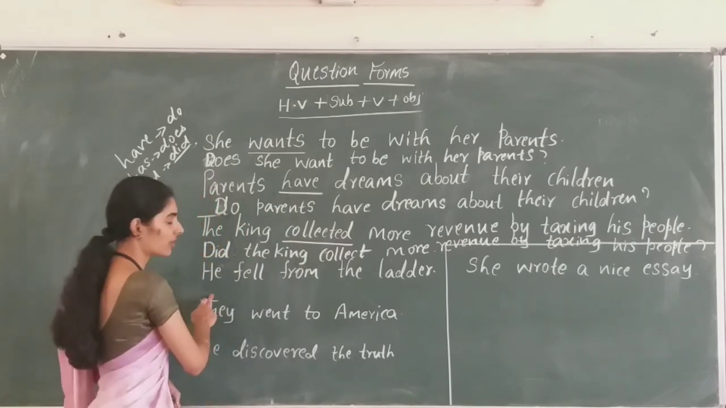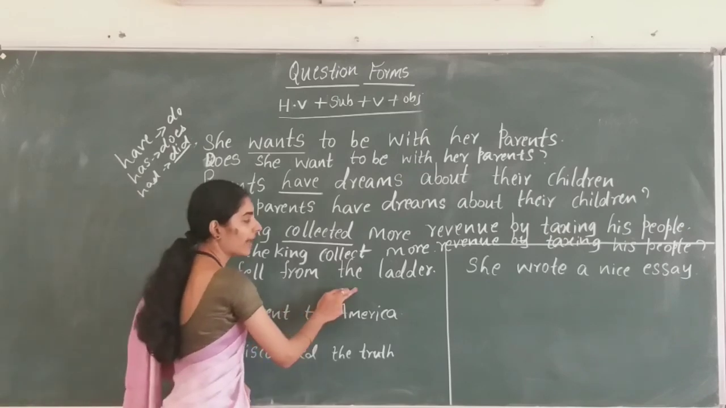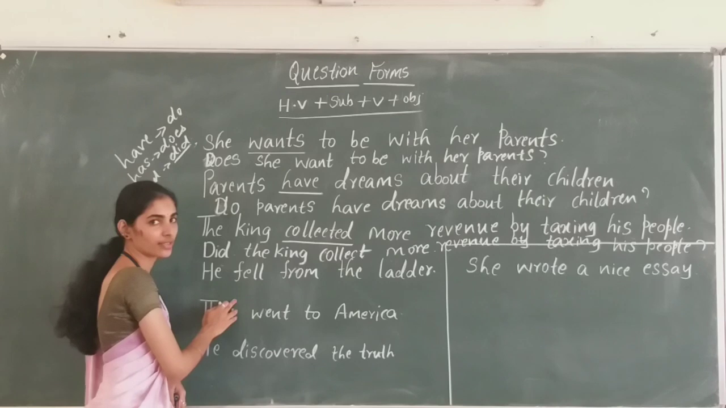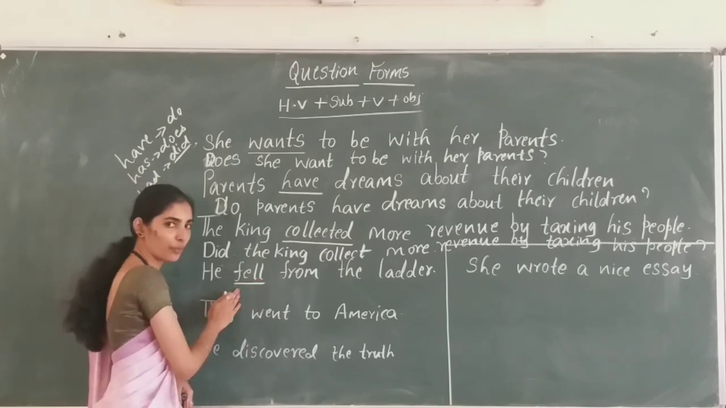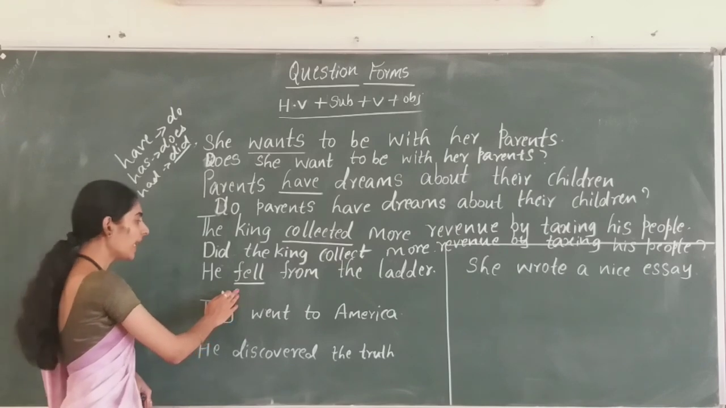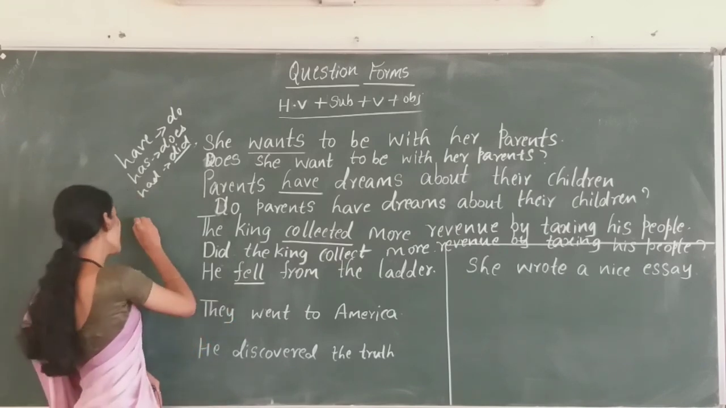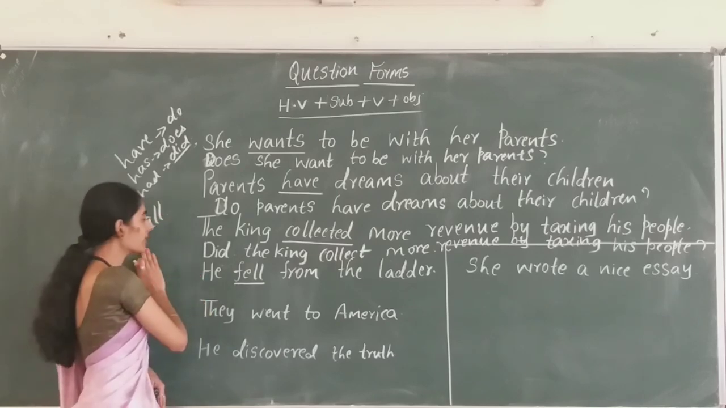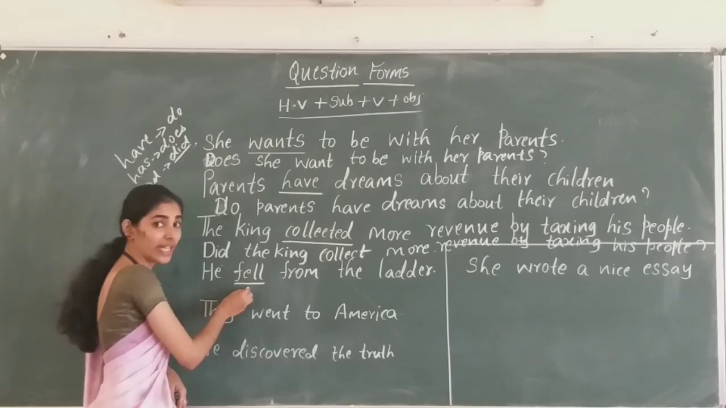Look at the next question here. He fell from the ladder. Now identify the main verb here, which is the action verb fell. So is fell past tense or present tense? So fell is past tense. What is the present form of fell? That is fall. Fall is the present form of fell, which means here we have to take did.